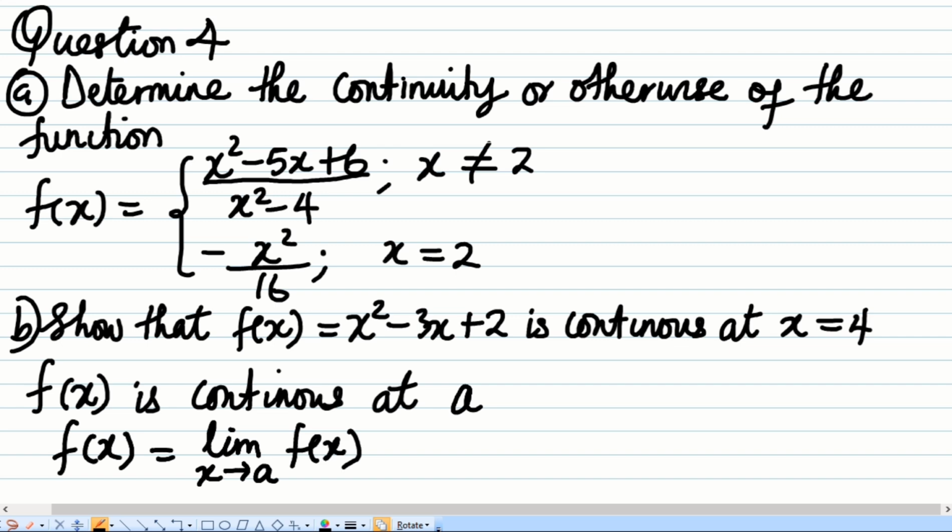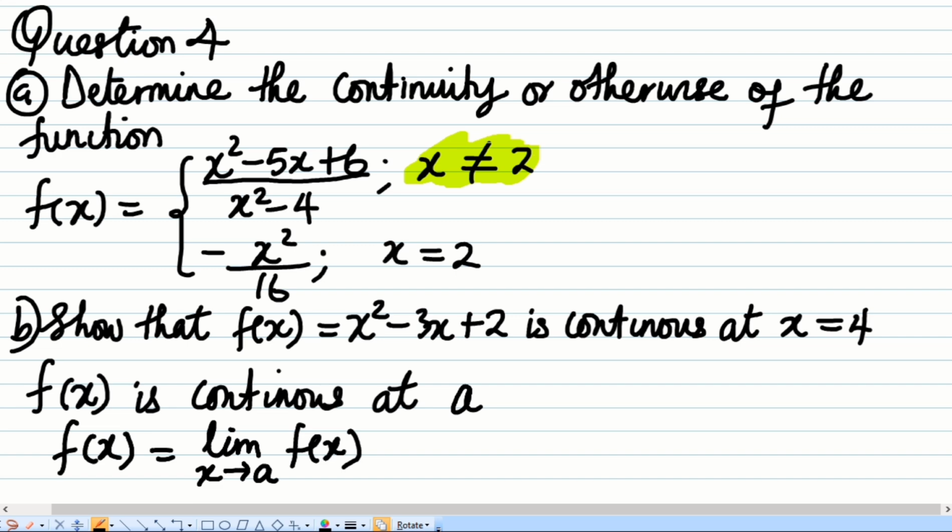If f of a exists and the limit as x approaches a exists, and if they are equal, so if f of a is equal to the limit as x approaches that point of f of x, then the function is continuous at that point, which in this case is a. So the key there is that if you're given this type of question, where you were told that x is not equal, you're going to take the limit, and where x is equal, you just have to use direct substitution, and then you're going to get your value.